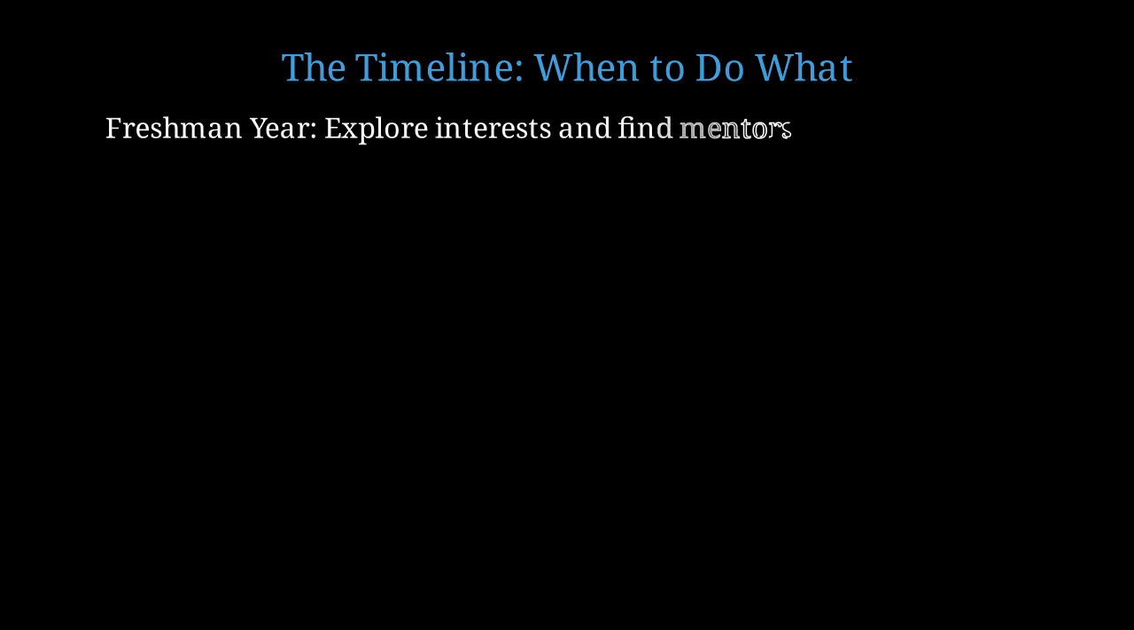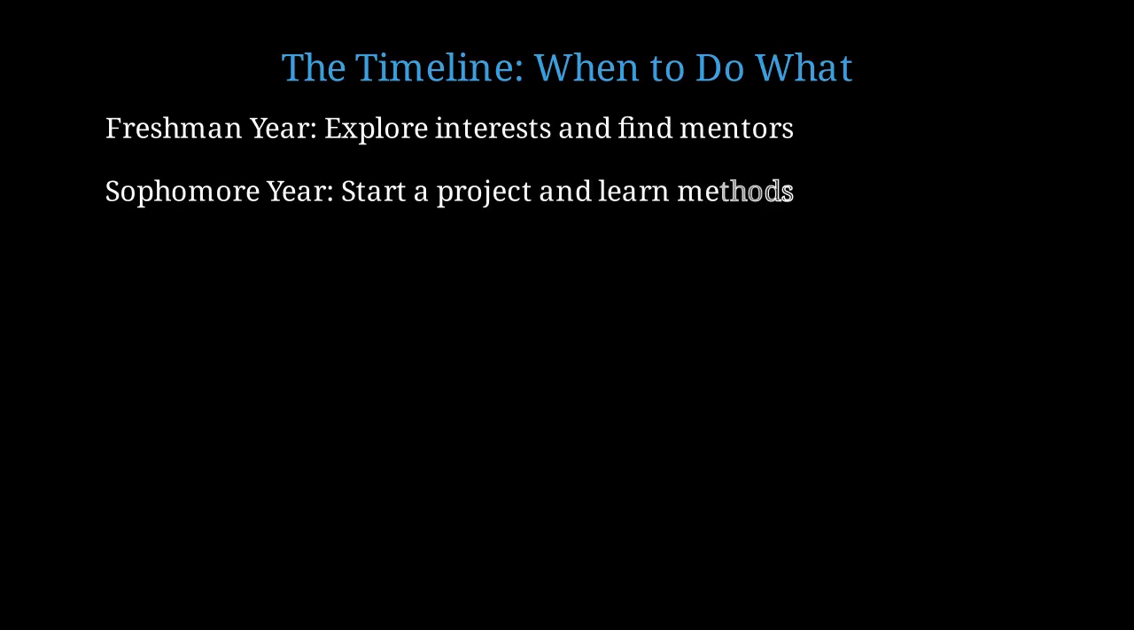Let me give you a realistic timeline for research during high school. Freshman year, explore your interests. Read popular science books. Talk to teachers. Identify potential mentors. Maybe start volunteering in a lab just to observe. Sophomore year, start your first real project. Focus on learning proper research methods. Don't worry about publication yet.